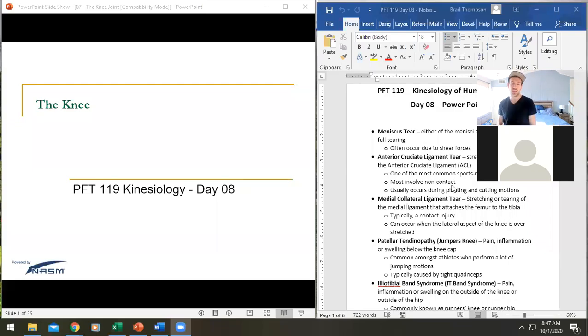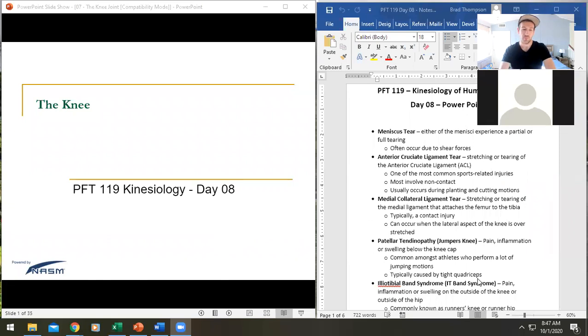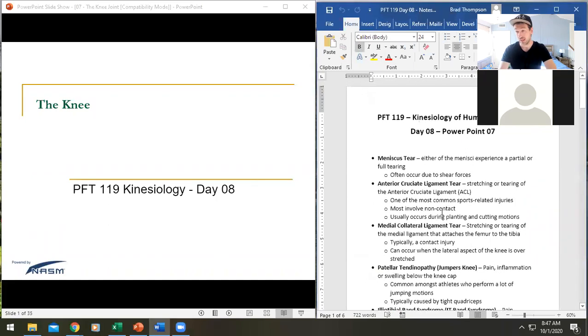Okay, so we're looking at the knee joint today. This is a little bit more complicated than the calf, although it works fairly similarly. We're actually going to see some of our muscles from the calf show back up again, so we won't be putting those back in our notes just because you've already got them. We've already kind of covered them.